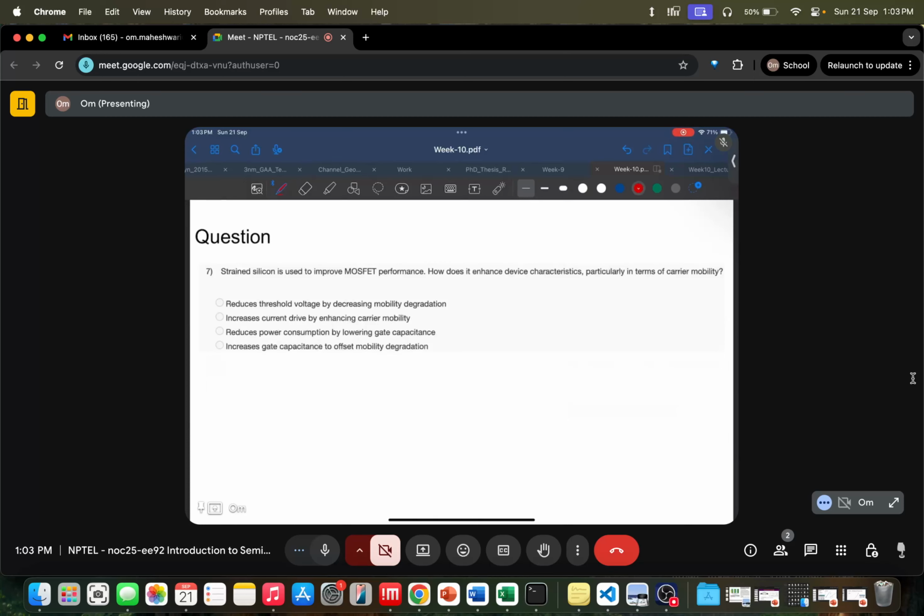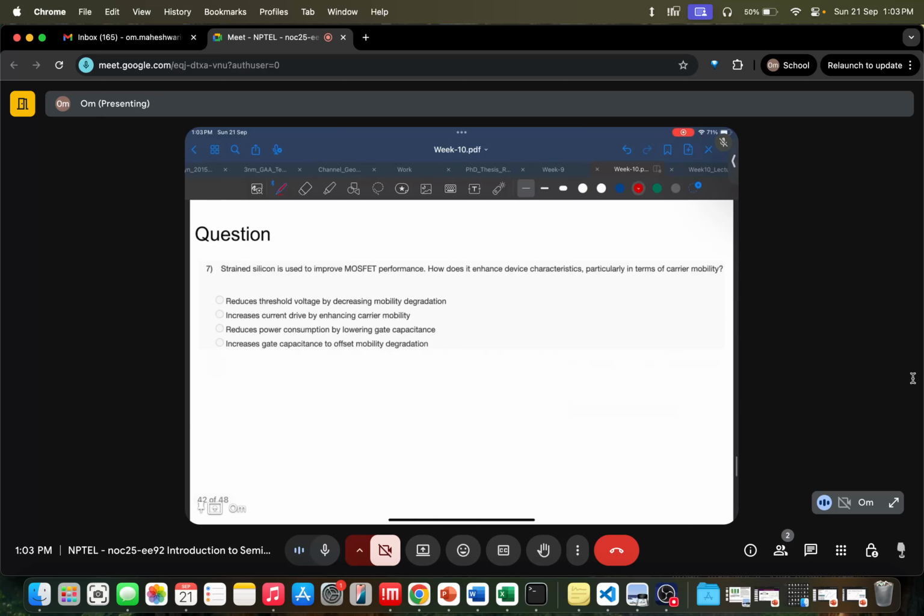We saw this, right? During equivalent scaling around 90 nanometer CMOS technology, strained silicon was introduced. So what strained silicon did was, your source and drain were made of silicon germanium, which induced some strain in your channel that enhances its mobility, which improves the current. So the answer is: increases current drive by enhancing carrier mobility.